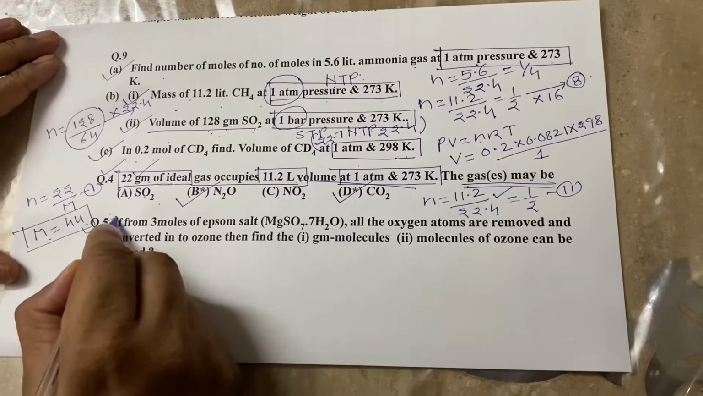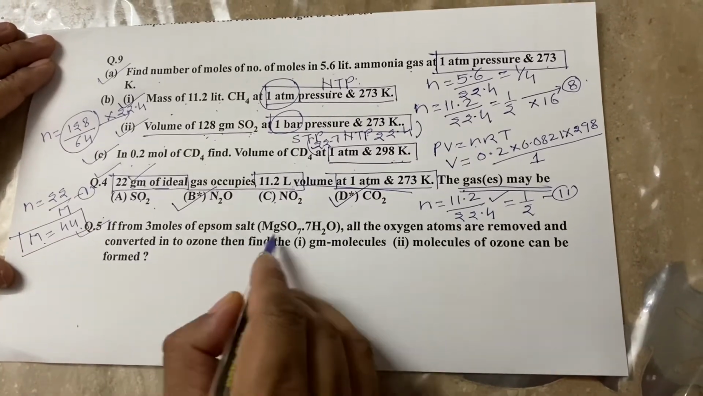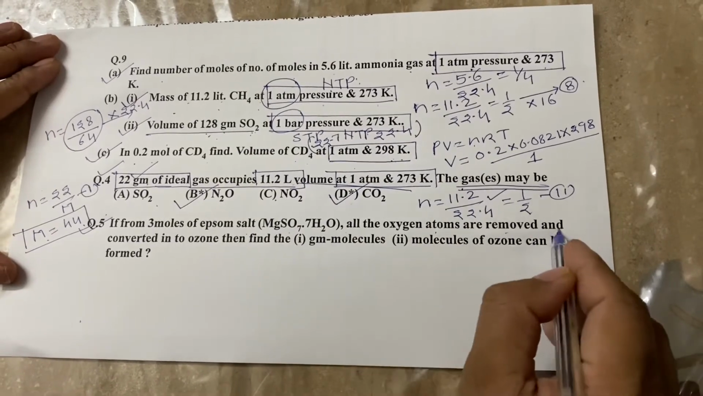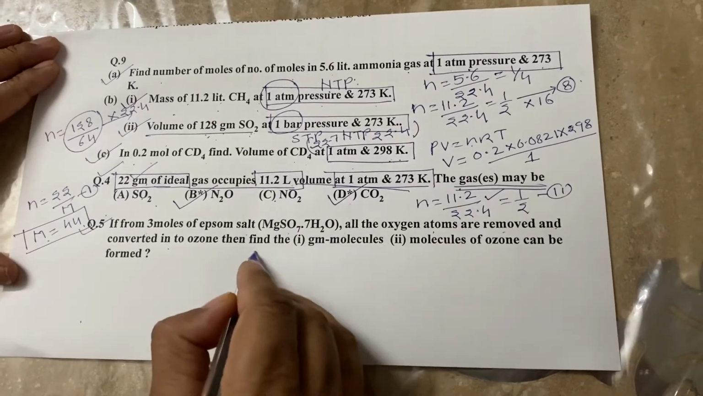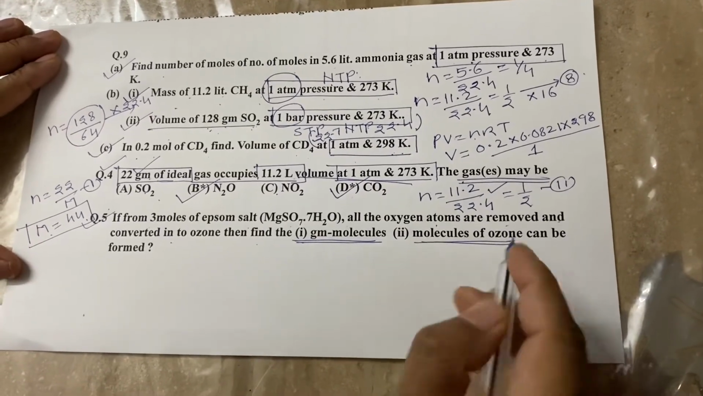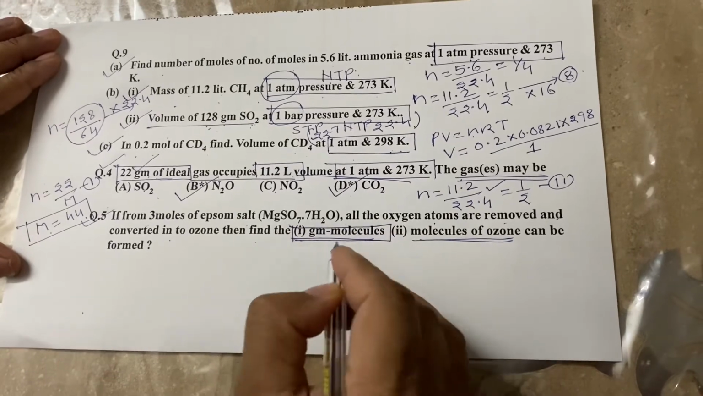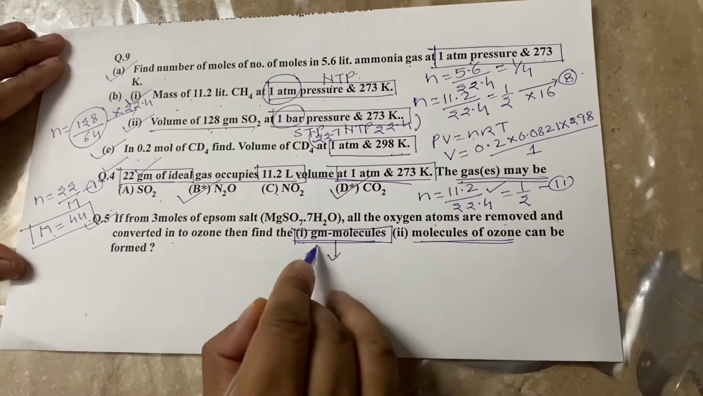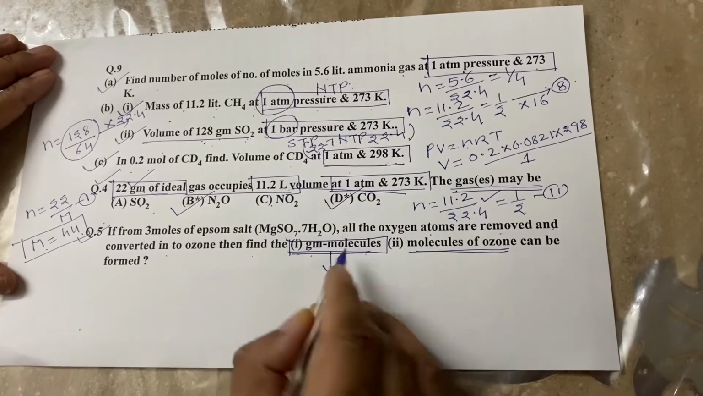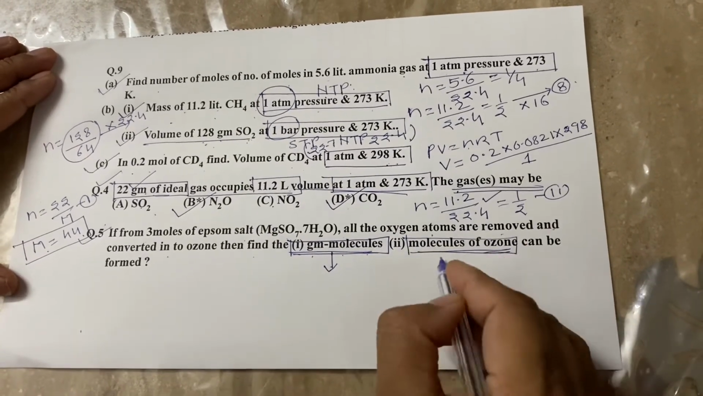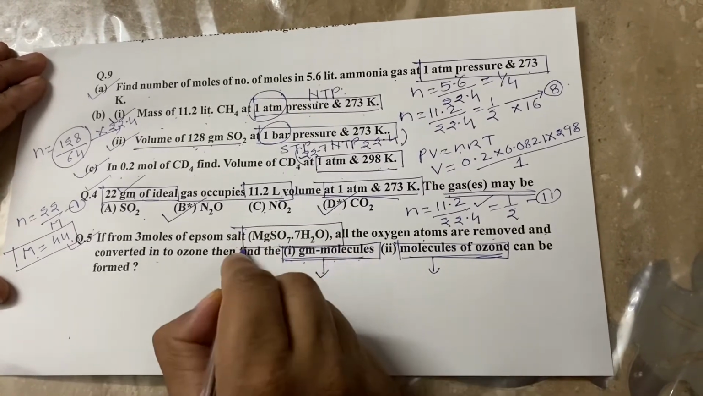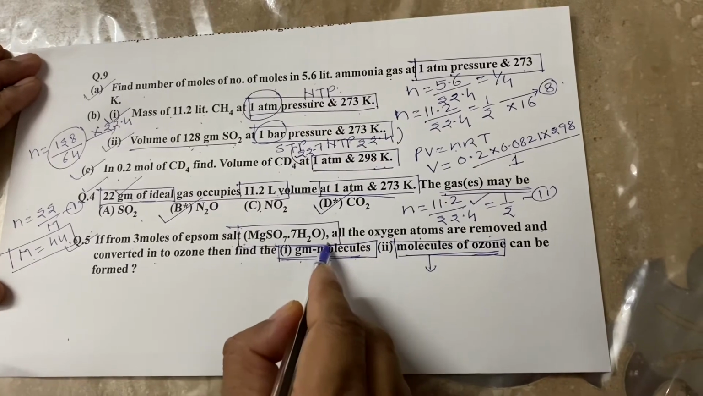In question number 5, if from 3 moles of Epsom salt, which is MgSO4.7H2O, all the oxygen atoms are removed and converted into ozone, then find the gram molecules and molecules of ozone. So this question can be considered as an integer type question because it is required to calculate gram molecules, which is amount of substance, which is moles, while this is molecules, which is entity. So first we consider 1 mole of MgSO4.